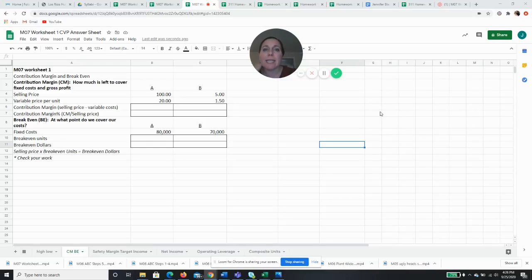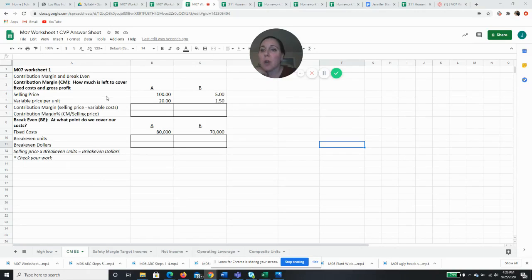We are now on the second page of our worksheet. Hopefully you have it printed out or up on a separate screen. And in this video, we're going to learn how to calculate contribution margin percentage, break-even number of units, and break-even number of dollars.